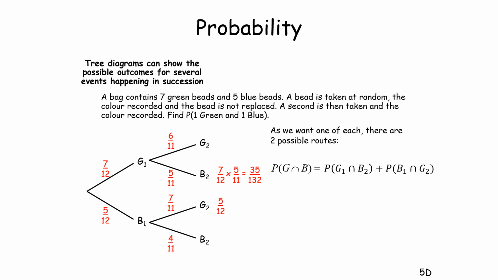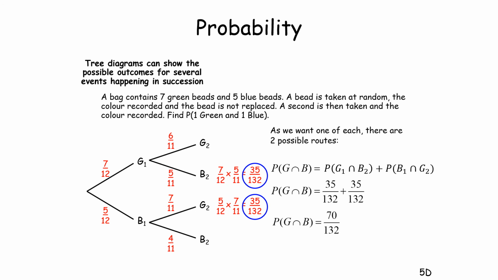Getting blue and a green, the word is and here in the middle, so we need to multiply 5 over 12 times 7 over 11. So that will give us 35 over 132. So you simply add them. So that gives us the probability of getting a green and a blue, 70 out of 132. So we could simplify this, say probability of green and blue is 35 over 66.